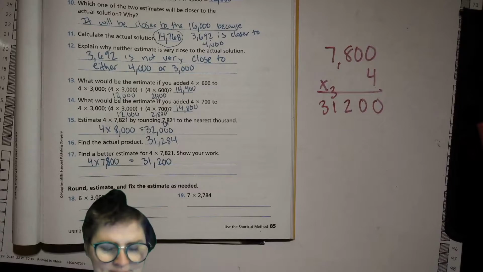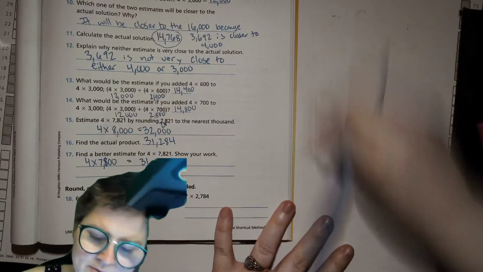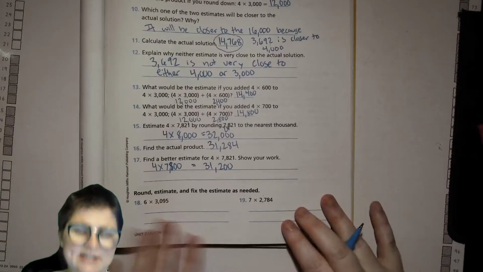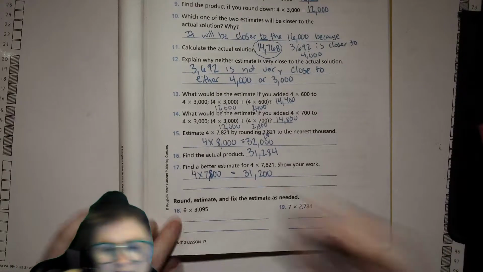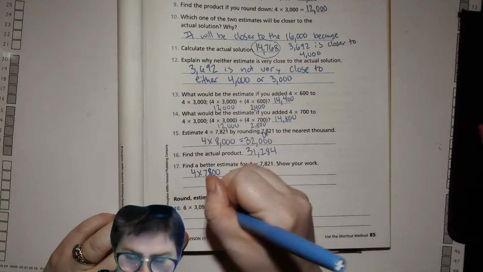Okay. So, number 18 and 19. I want you to give it a shot. When you're ready to see what I think, you can go ahead and join me. All right, we're going to do, this is going to go to the nearest 1,000.